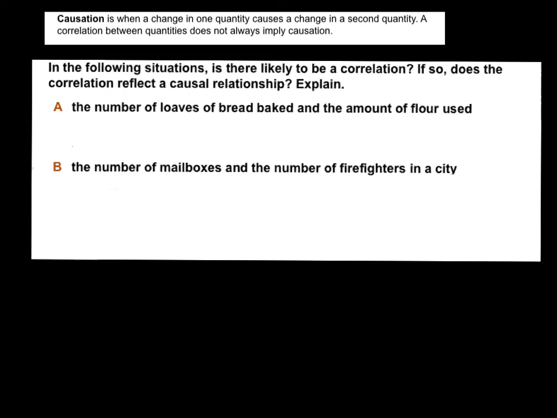Okay, let's look at A. The number of loaves of bread baked and the amount of flour used. Okay, so if we increase our loaves of bread, okay, what's going to happen to the amount of flour used? Okay, it's going to increase. So this is our positive correlation. Okay, and now what we need to do is, does it have causation? If one increases or one changes, does it change the other one? Okay, if we decrease the number of loaves we have, are we going to decrease the amount of flour? Okay, and the answer is yes. So this has causation, or causal effect.